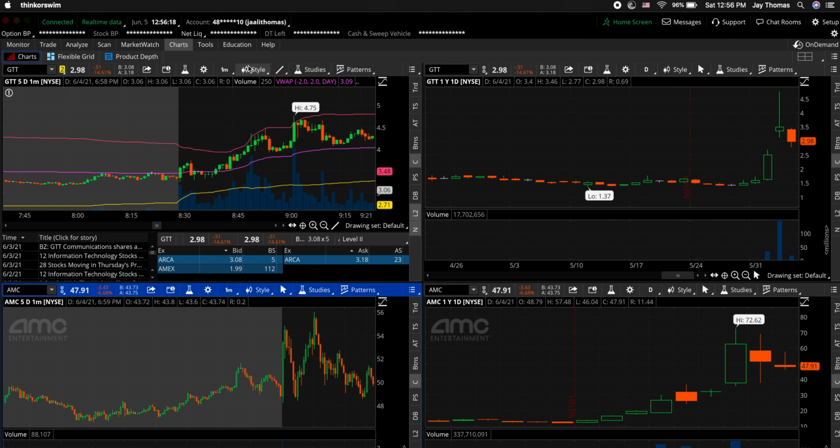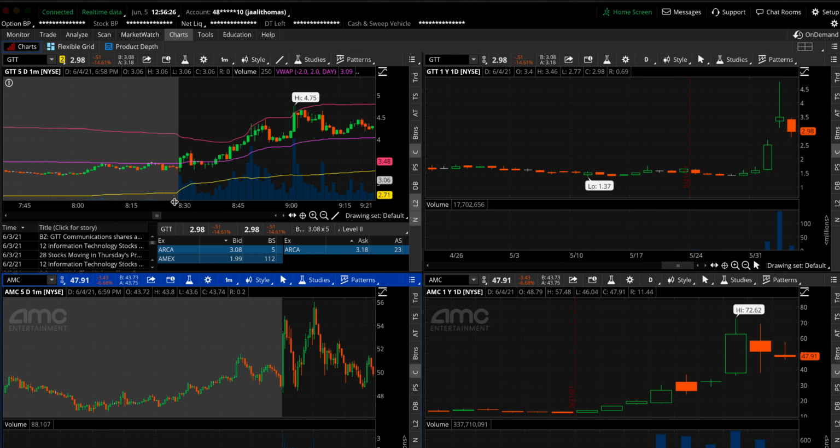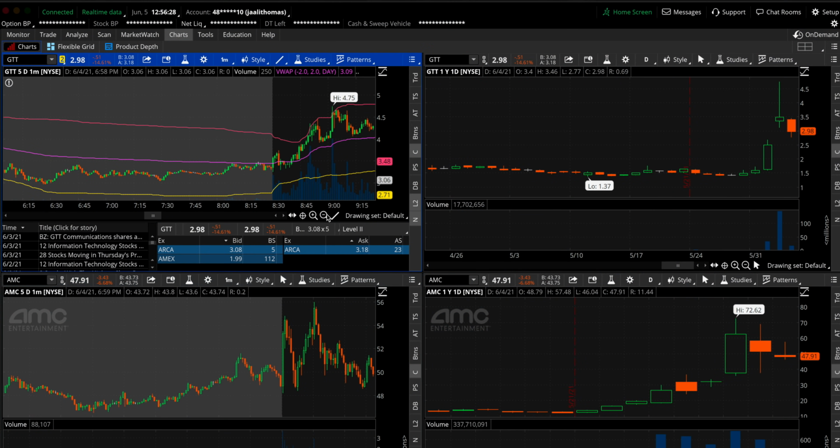So the three things that you need to focus on, number one is going to be, what are the important levels during the day that you need to be able to reference on every stock? There's specific levels that I'm going to go into.